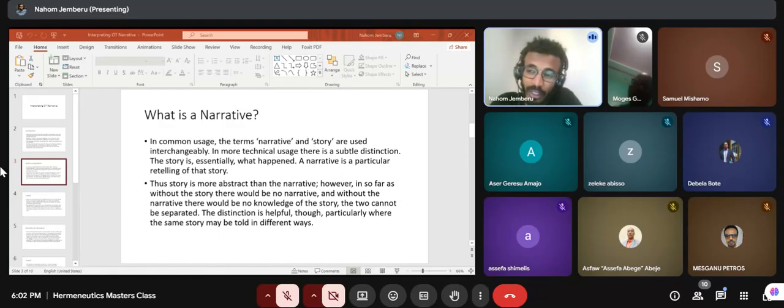For example, we can witness this in our day-to-day life. If you have a habit of listening to the news in Ethiopia, the same event would be presented to us differently depending on the source you are listening to, right? The state news will present it to us from their own perspective. They will have their own biases. They will rearrange it in a way that fits the narrative that they want to push.